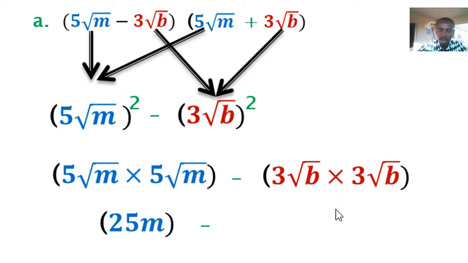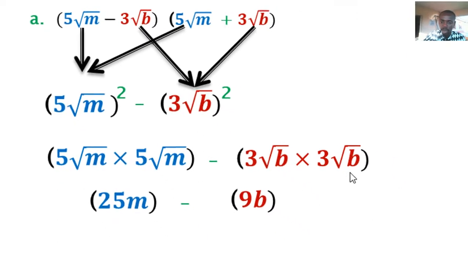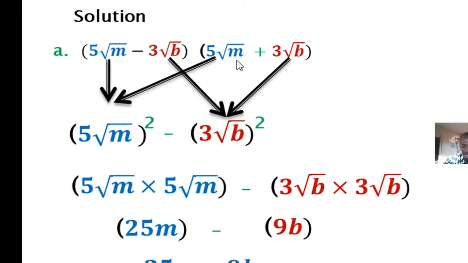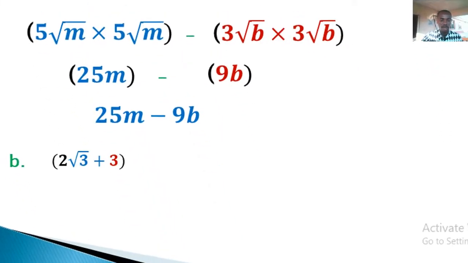Then next, minus 3 root p multiplied by 3 root p. That is 3 multiplied by 3, that is 9. Then I have p as a result of root p multiplied by root p. And this is my final answer. There is nothing more I can do than this. So I have this as the result of the product of these two conjugates. Maybe you don't understand now. Let's look at the other example.